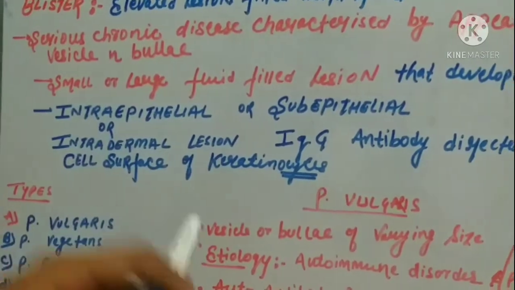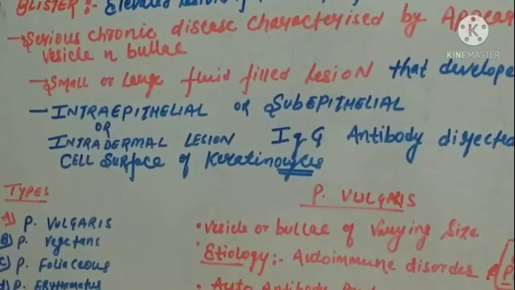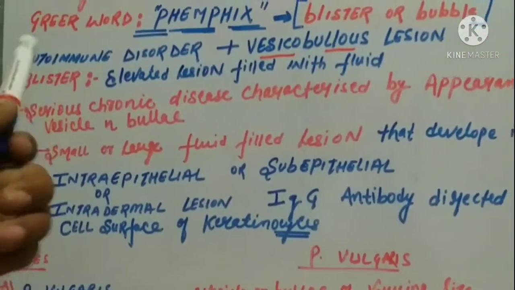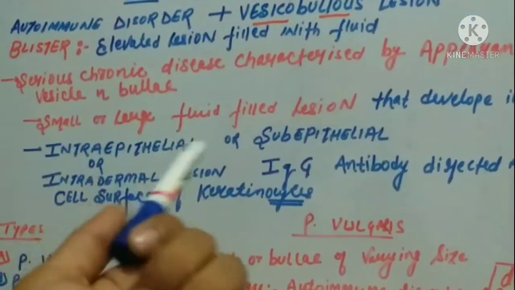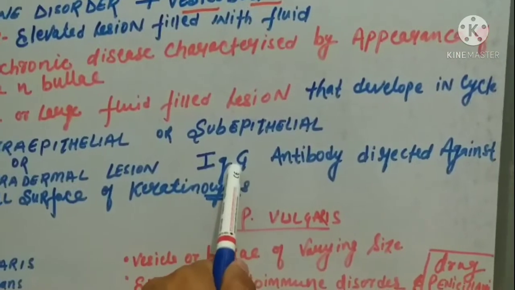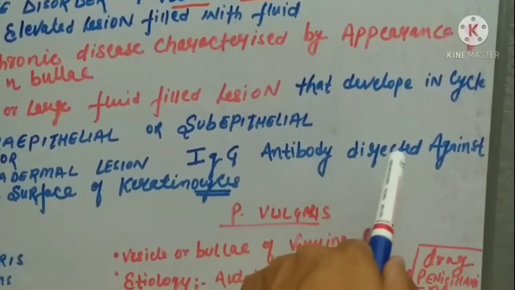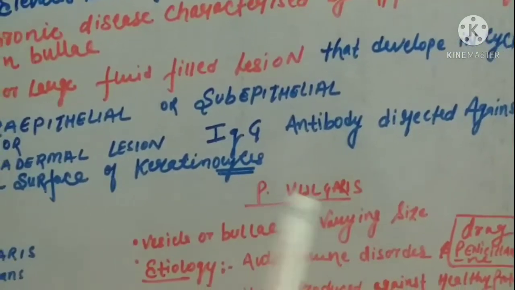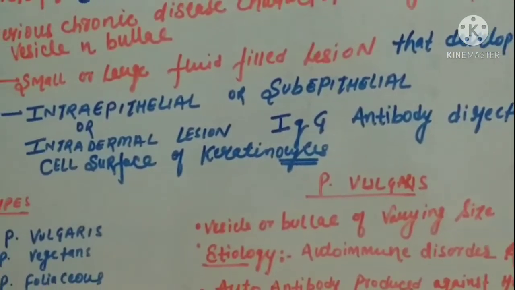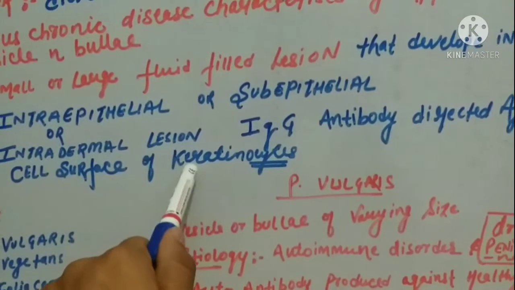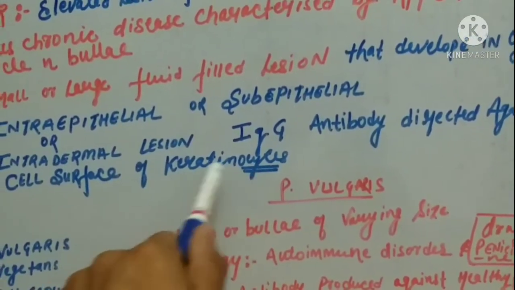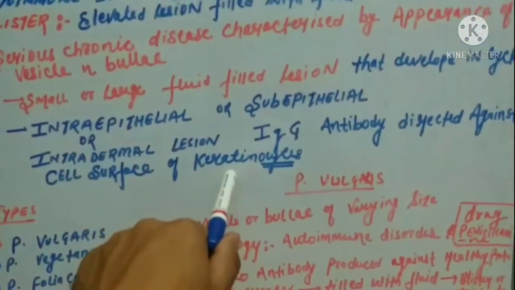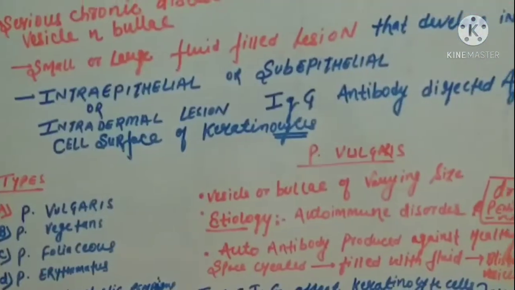The intraepithelial lesion, what is it, which antibody? We have talked about autoimmune, so which antibody is forming? IgG and IgA antibodies are directed against the surface keratinocytes, the keratin producing cells. Later we will discuss what keratinocytes are and their meaning.